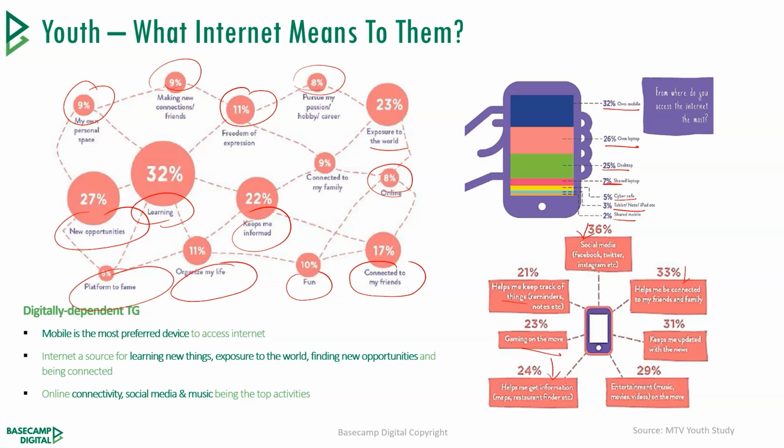So this is just to give an overview and an understanding of what the TG is really spending time on. Your TG can be parents, your TG can be youth, your TG can be male only or female only, or a particular region. It completely depends upon the objective and the product of the client. But you need to just give an overall picture of what all those TGs are doing online.